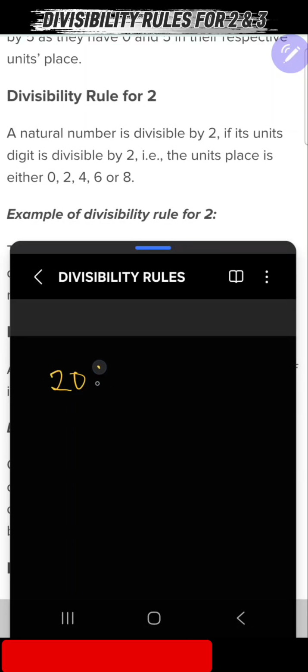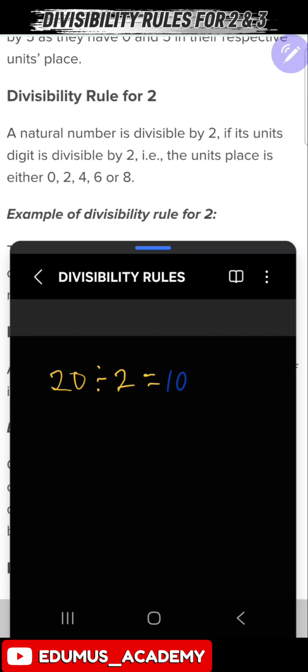20 divided by 2. What will they give us? 10. So you can see automatically the note is showing us the answer, so we'll be able to know. Let me check through what is going on here.